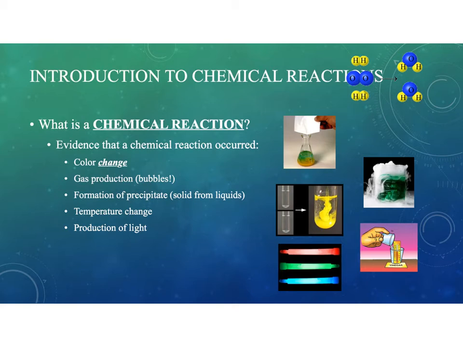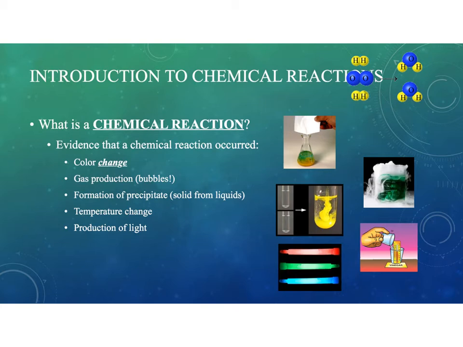So let's take a look. There's 5 different evidences of chemical reactions. So we know a chemical reaction has occurred if at least one of these 5 things happens. A lot of times it's a combination of these 5, but at least one of these 5 things has to happen.